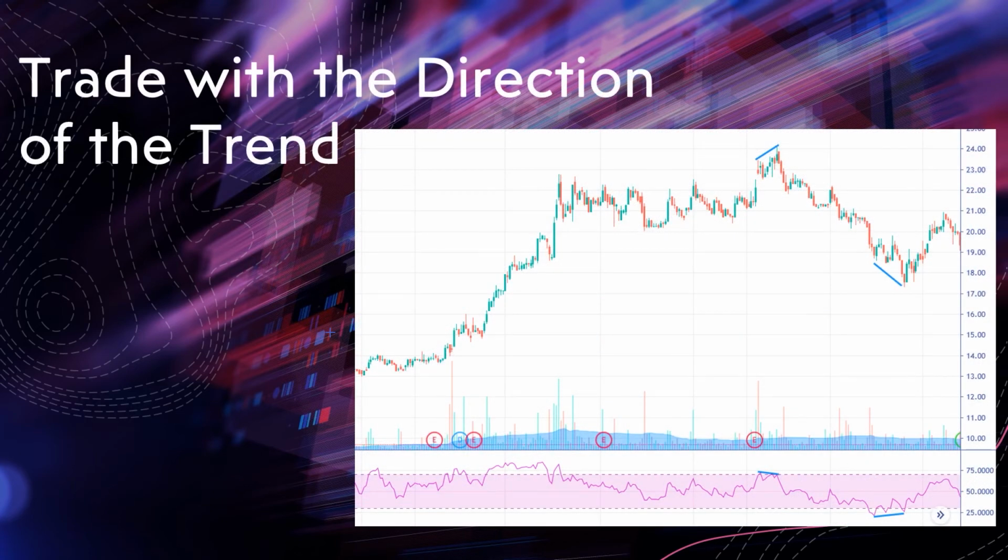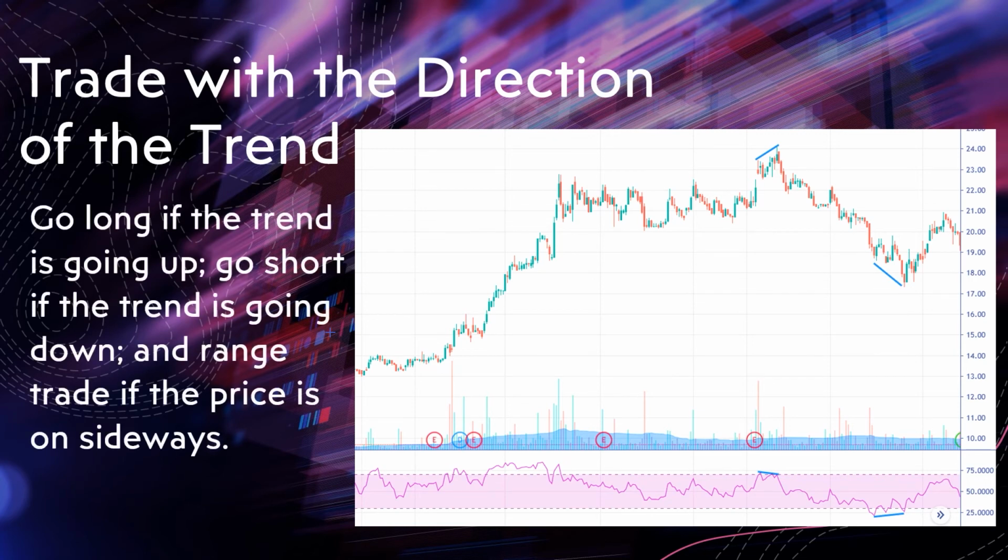Always go with the direction of the trend. Assess the trend and trade accordingly. In an uptrend, go long. In a sideways trend, range trade. In a downtrend, short sell. Always make sure you are riding along the trend.